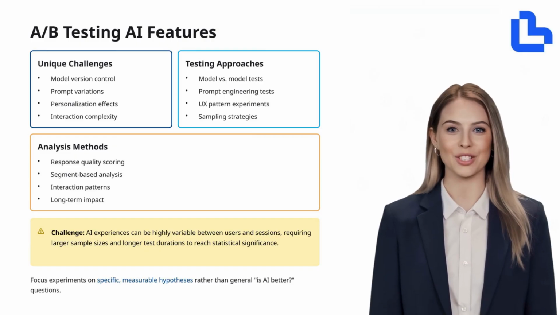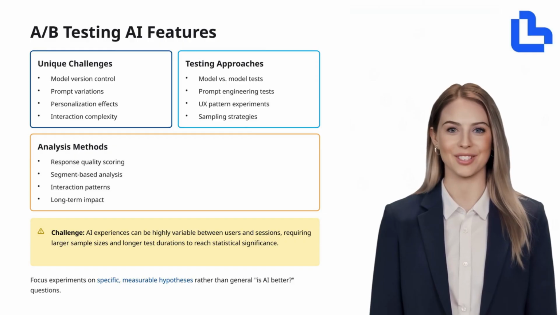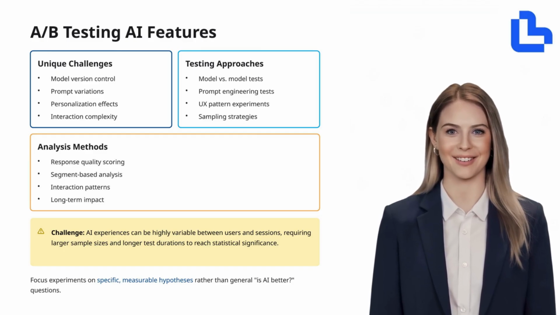A/B testing is a cornerstone of product optimization, and it's just as critical, if not more so, when working with AI features. But testing AI isn't as straightforward as testing a button color or layout. It comes with unique challenges that require a more nuanced approach. One of the biggest hurdles is model version control. You need to ensure that different versions of your AI model are properly tracked and isolated during testing.